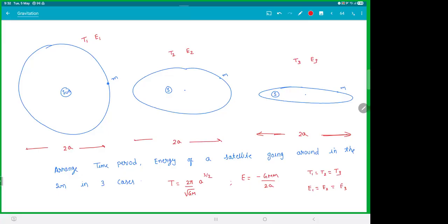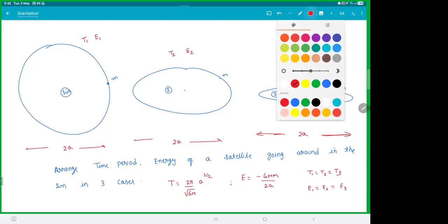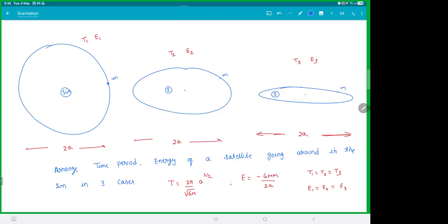Easy? All times are equal. All energies are equal. This is independent of B. It doesn't matter how thin the ellipse is. You can make an ellipse almost like a line. It doesn't matter.